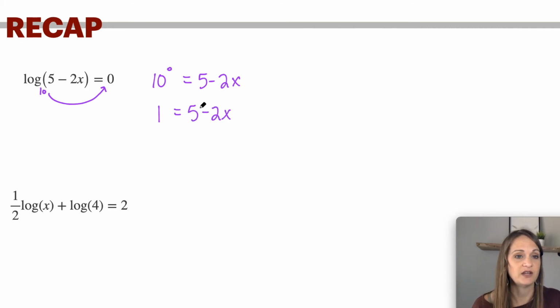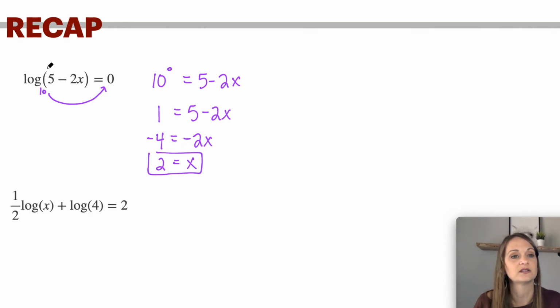So to solve, you got to subtract 5 and then divide by negative 2. And your answer should be 2. And then you can always plug it in to see if it works. 2 times 2 is 4. 5 minus 4 is 1. So log base 10 of 1 does give me 0.